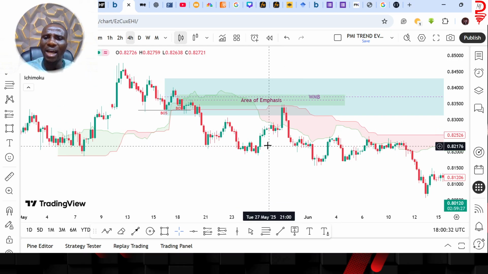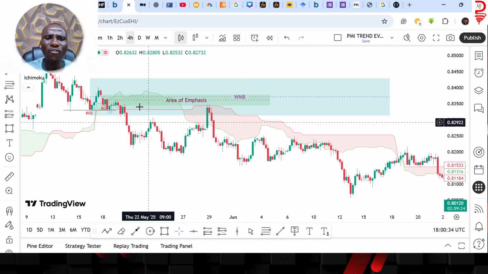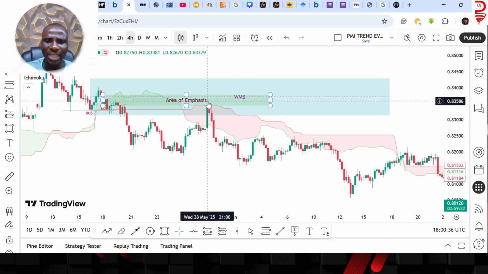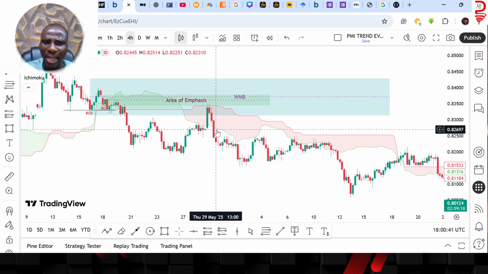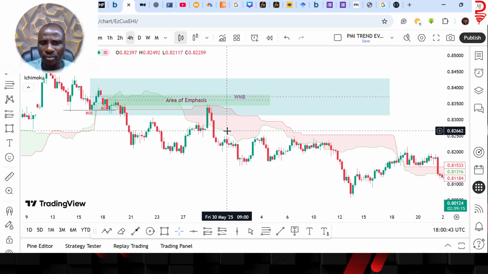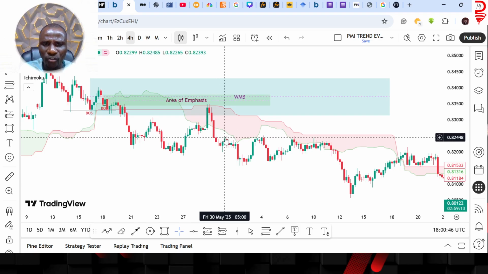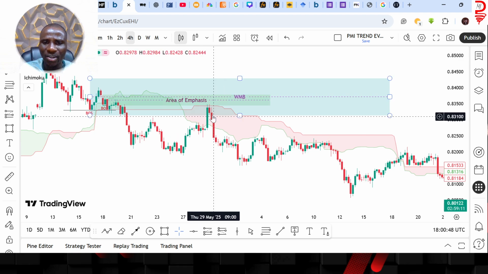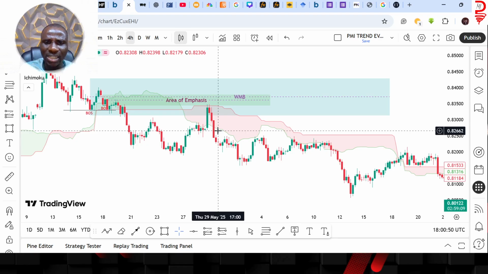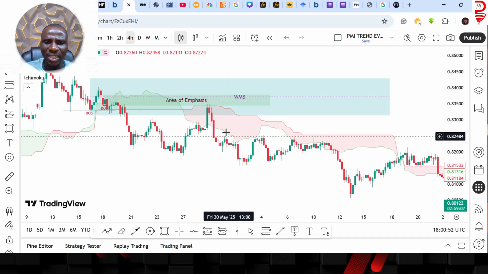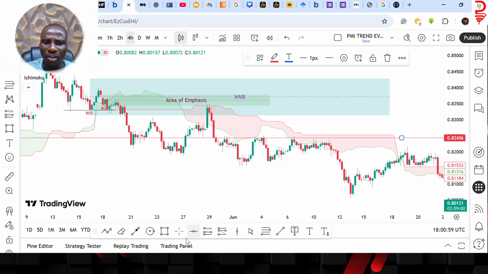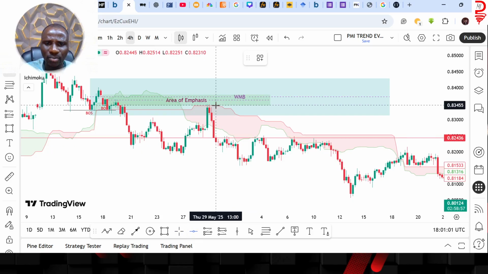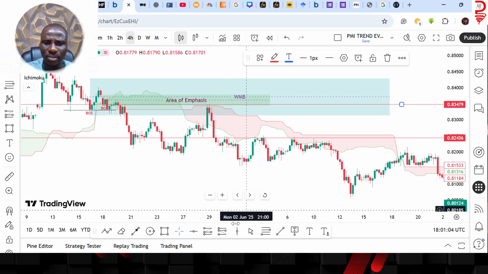Is that okay? Now, after the area of emphasis is being tested, you are expecting that the trade should close and cause an engulfing move. Immediately it causes an engulfing move or candle. You see these 3 candles closes above this bullish candle. This is an engulfing. Now you can take your trade because this will now form your entry box. This is now your entry box.